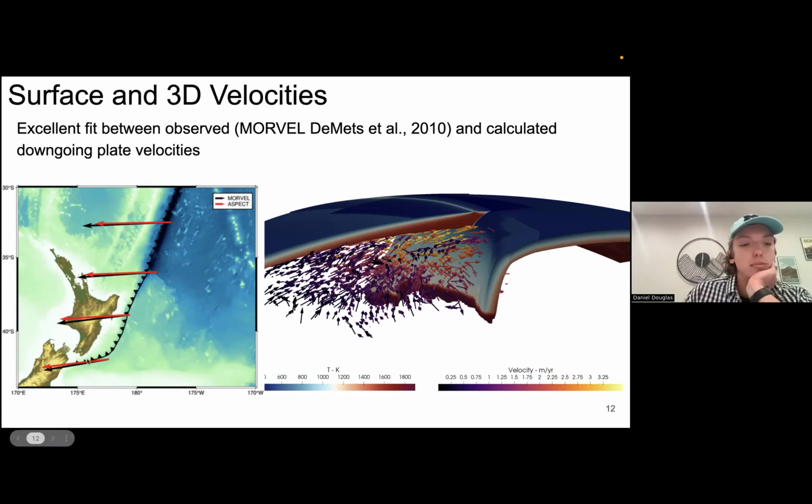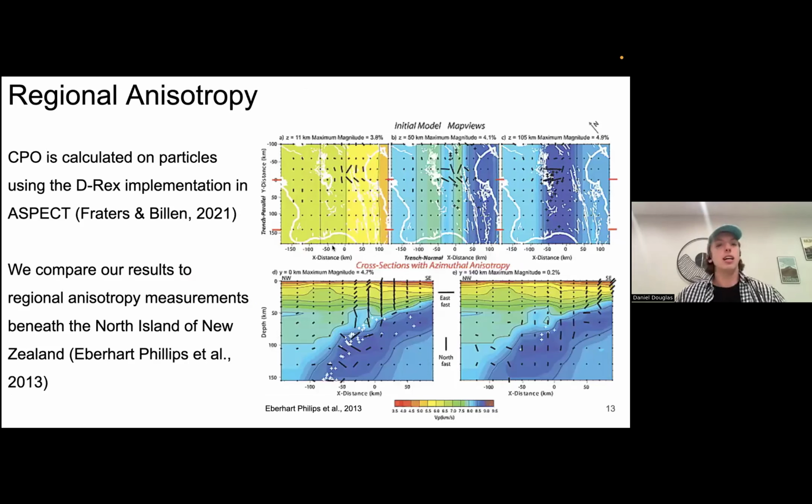These are not imposed, but we are getting a very strong fit to the convergence rate, not only in direction, but also in magnitude across this several degree span of the trench. And then in the 3D velocity field, we can see that we're getting classic wedge convection style patterns where it comes in and then drops down with the slab.